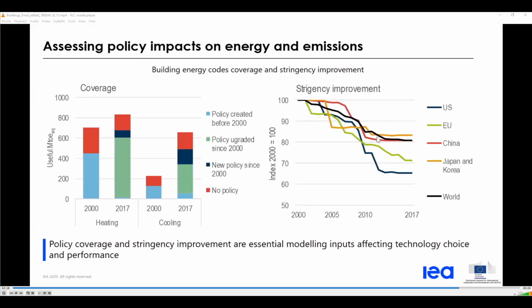So here is just an example where both heating and cooling policies have been tracked, and we can look at the building stock and the useful energy demand in terms of understanding which part of that energy demand is covered by policies or not covered by policies.